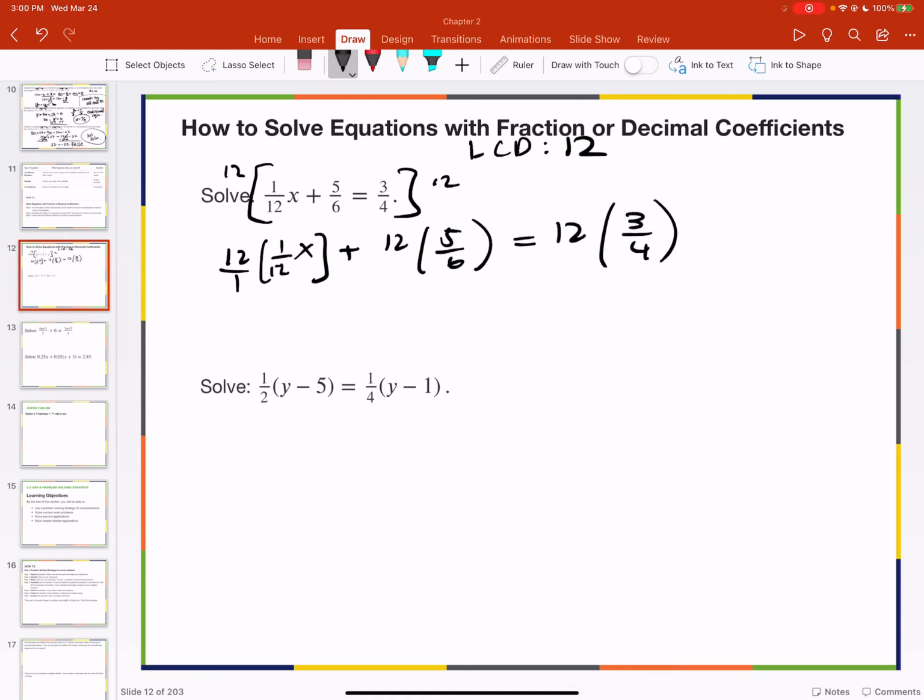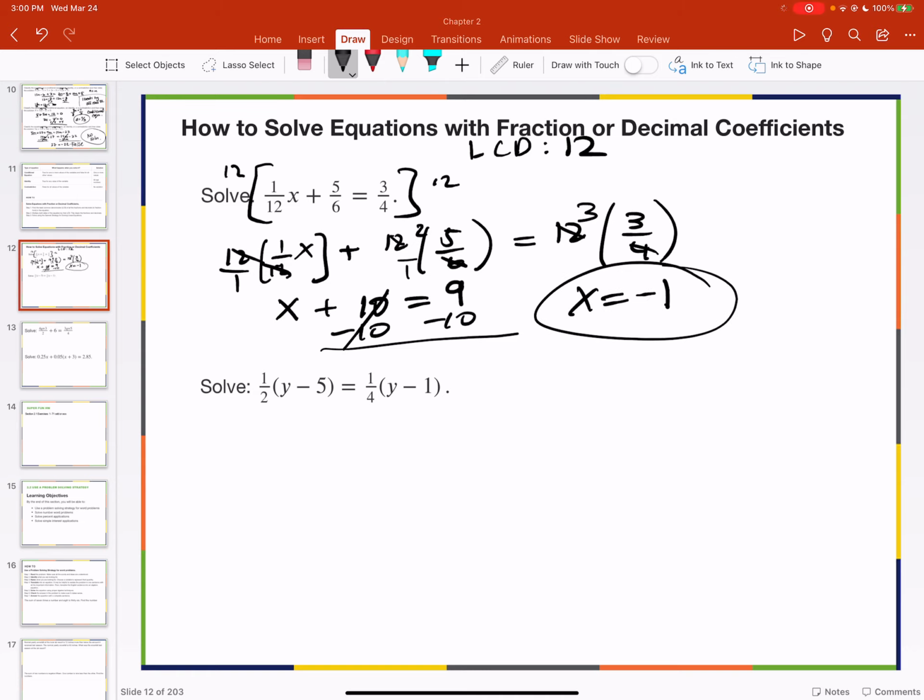Okay? So what does that do? These will cancel out. You get x plus 6 goes into 12 twice. 2 times 5 is 10 equals 4 goes into 12 3 times. 3 times 3 is 9. So finally, solving for x, we get x is equal to -1.